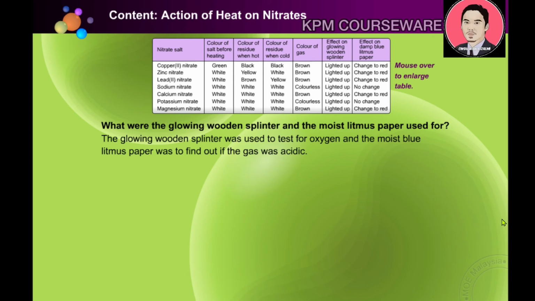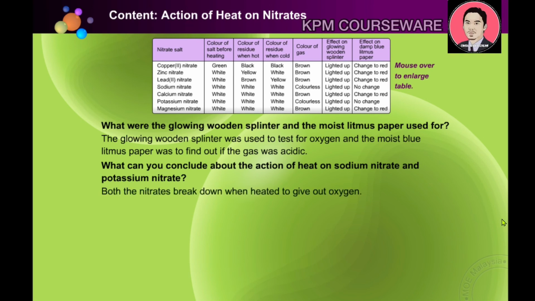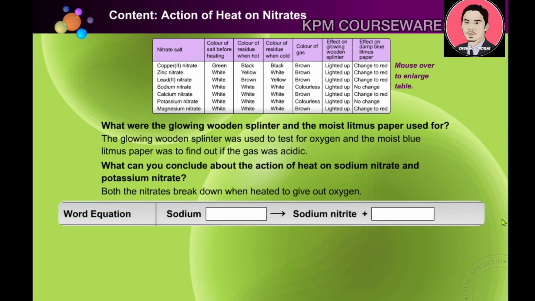From the table that you have just completed, what can you conclude about the action of heat on sodium and potassium nitrates? Both the nitrates break down when heated to give out oxygen. Complete the word and balanced chemical equations shown that may be used to represent the breakdown of the sodium nitrate and potassium nitrate. Click check when you have finished.